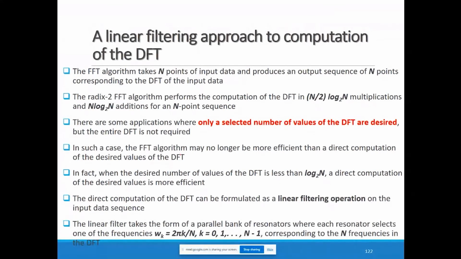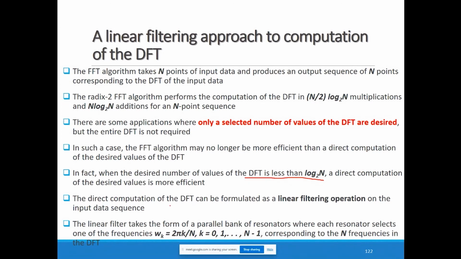If you process the N values and your requirement is N points, then the FFT is better. But when you require selective output, meaning only a few input values have to be processed and you require the DFT of those few points only, then what happens? In fact, when the desired number of values of the DFT is less than log 2 N, a direct computation of the desired values is more efficient, because fewer multiplications and additions are involved.